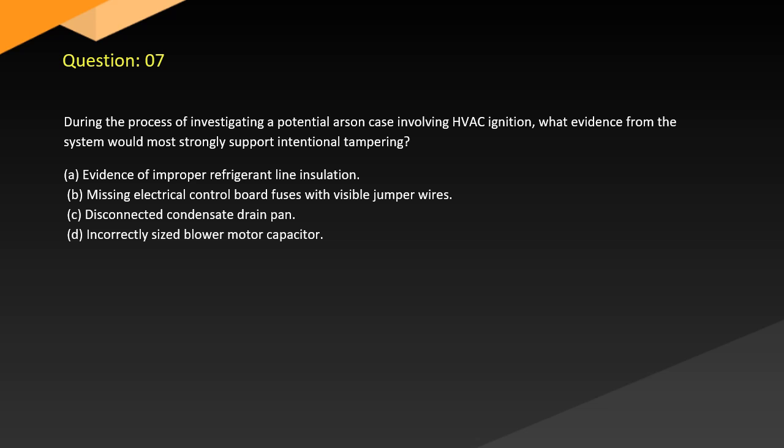Question 7. During the process of investigating a potential arson case involving HVAC ignition, what evidence from the system would most strongly support intentional tampering? A. Evidence of improper refrigerant line insulation. B. Missing electrical control board fuses with visible jumper wires. C. Disconnected condensate drain pan. D. Incorrectly sized blower motor capacitor.